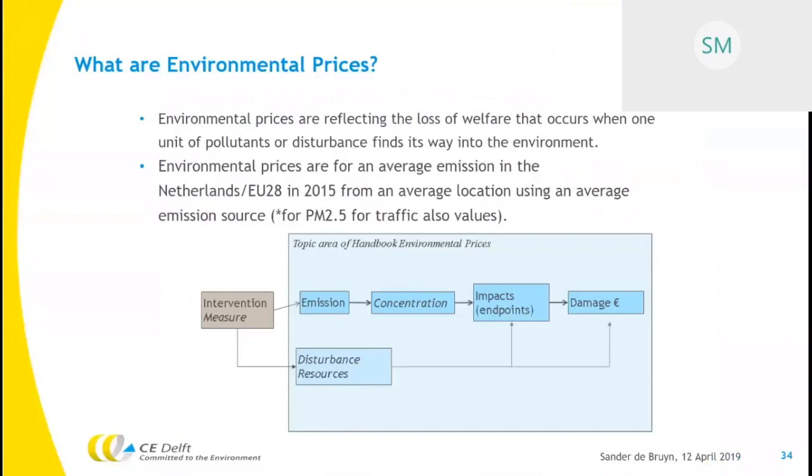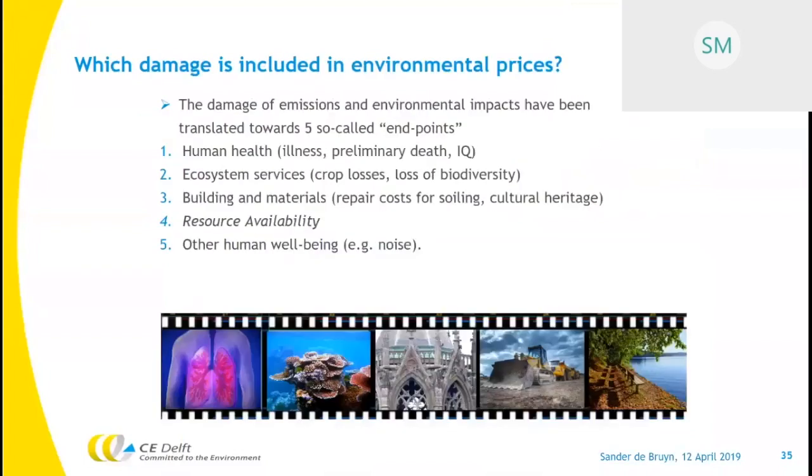Next slide, please. So which damage is included in the environmental prices? I have this slide in front of me, and you should also have it. That is slide 35. We have been investigating 5 types of damages. The first is human health, and we look at various impacts on human health, for example IQ impacts, but also illness or premature deaths. Then we look at ecosystem services, especially with respect to biodiversity losses, and also crop losses.